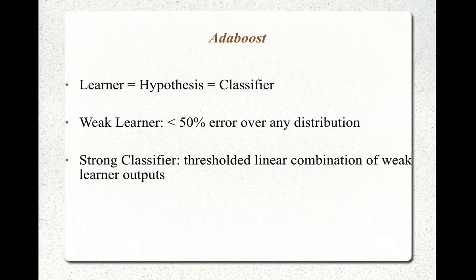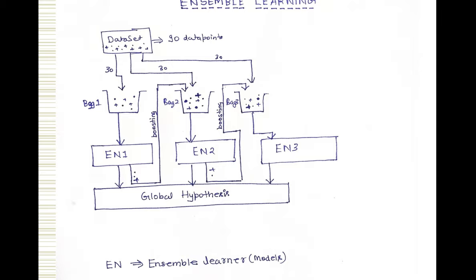As you can see in this diagram, we basically have this data set, and let's say it has 90 data points. We're going to create 3 bags here, and each bag will receive 30 randomly picked data points. We have EN1, EN2, and EN3 as ensemble learners, small weak models. These models don't need to be very strong or have very high accuracy, like 80%, 90+%. They can be just above average, just above 50%, and still they will be used. The global hypothesis that you will create will be very good.